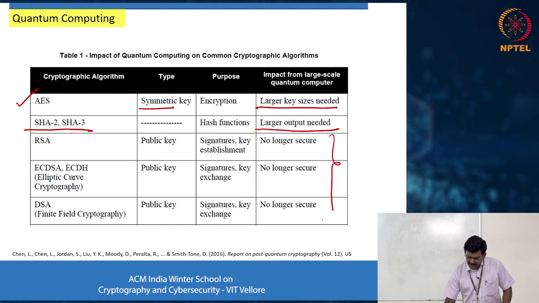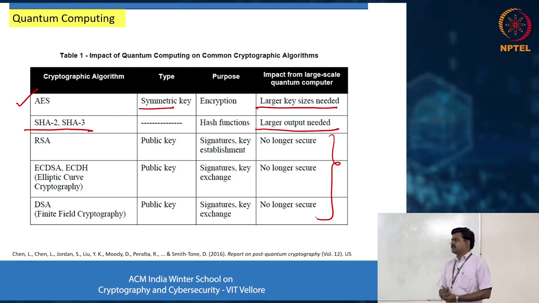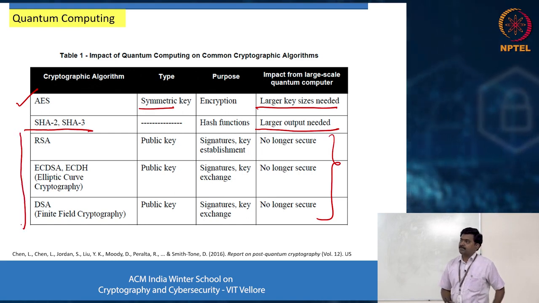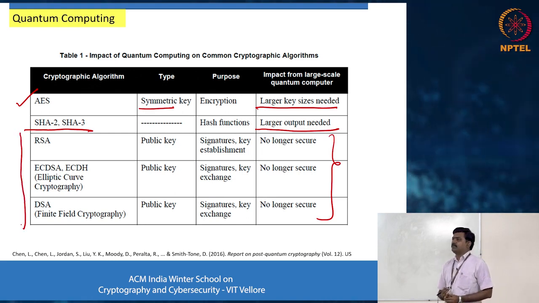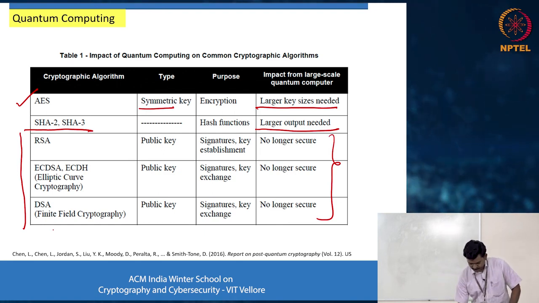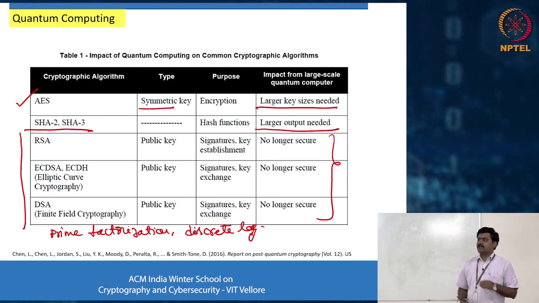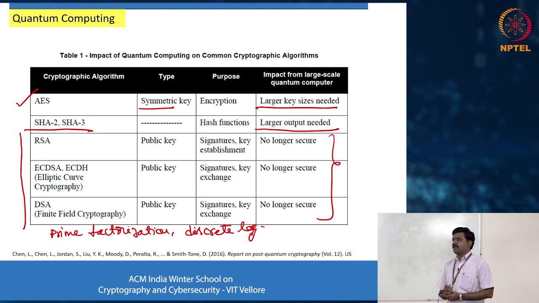But in the case of public key cryptography algorithms, they would no longer be secure because the quantum computer is able to solve certain problems. What are the problems that these particular algorithms are based on? The discrete logarithm problem, on which your Diffie-Hellman key exchange is working, and the prime factorization problem, on which your RSA is working, right?